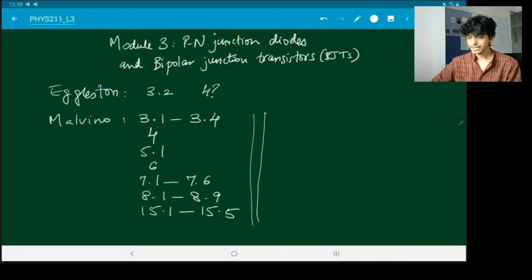So you have already studied PN junction diodes in your 11th and 12th. So I won't discuss that in great detail, maybe just a quick reminder. A PN junction diode consists of two semiconductors which have been doped. One is a P-type semiconductor, one is an N-type semiconductor.